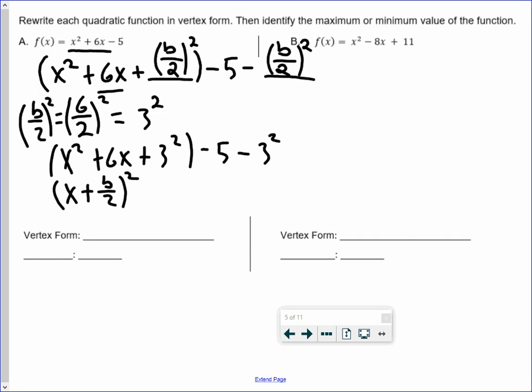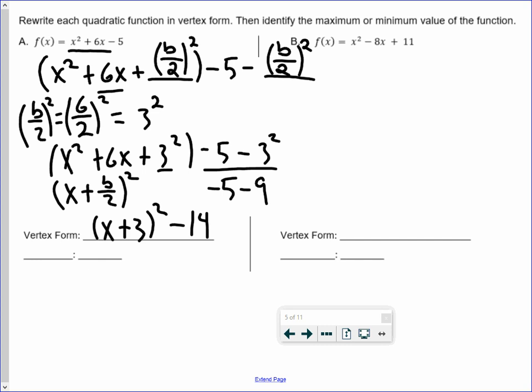So we know our vertex form now is going to be x plus this 3 over here, all of that squared. And let's go ahead and add our like terms here. We have negative 5 minus 3 squared, which is minus 5 minus 9. Minus 5 minus 9 is negative 14. So this is how we get our vertex form.